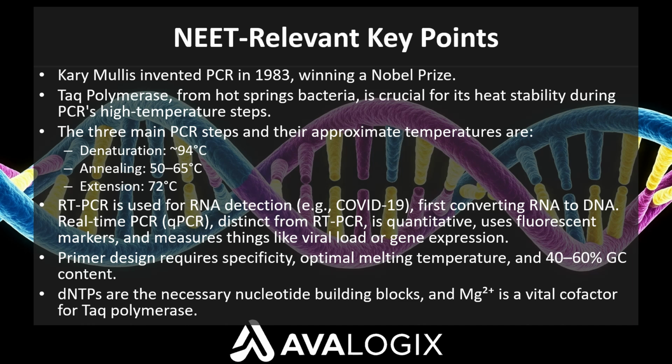Taq polymerase, sourced from Thermus aquaticus, a bacterium that thrives in hot springs. It is thermostable and withstands the high temperatures needed for denaturation. PCR steps. Know the temperatures by heart. Denaturation occurs at around 94 degrees Celsius, annealing at 50 to 65 degrees Celsius, and extension at 72 degrees Celsius. These may appear as direct match the following or MCQ questions.